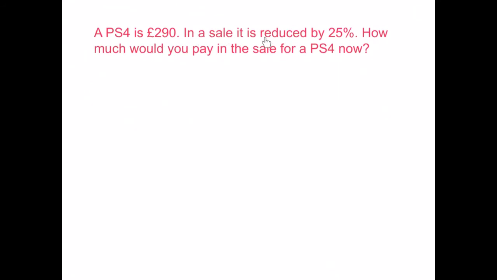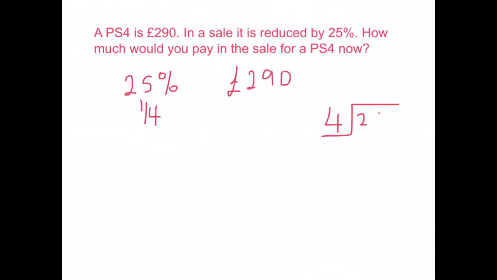A PS4 costs £290. In a sale it's reduced by 25%. How much would you pay in the sale for a PS4 now? Well, we know that 25% is 1/4. So the price of £290 is reduced by 1/4. So we're going to find 1/4 of £290.